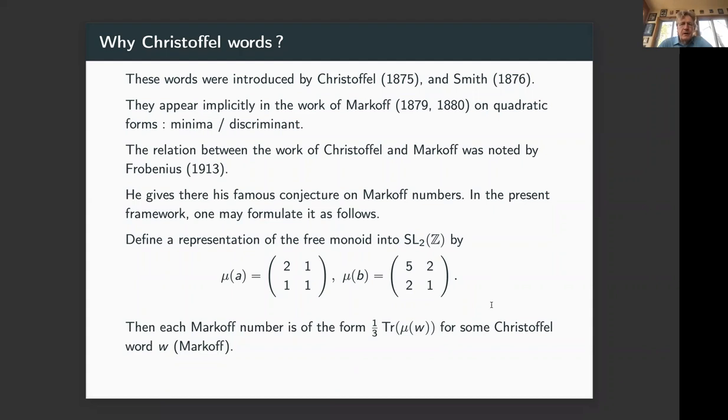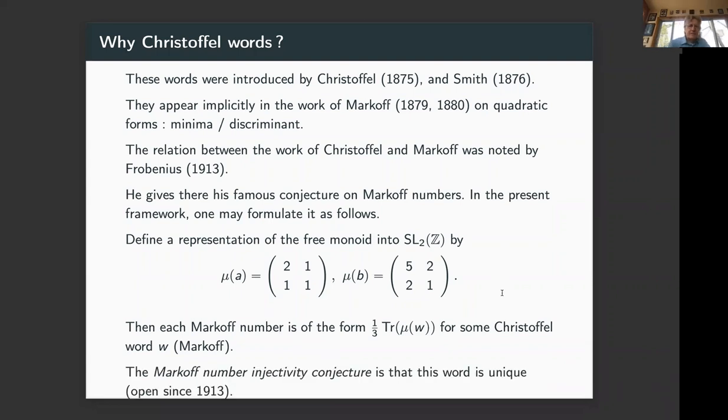Markov numbers may be defined like this. They may be defined differently also, but that is one of their definitions. And now comes the conjecture. The Markov number injectivity conjecture, or sometimes called Frobenius conjecture, says that this word is unique. This means that for each Markov number, there should exist exactly one Christoffel word W such that 1/3 of the trace of mu of W is equal to this Markov number.